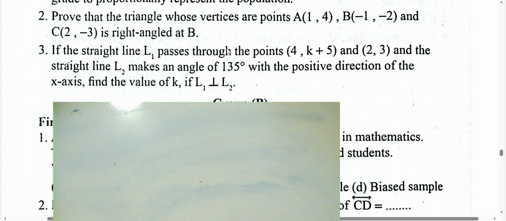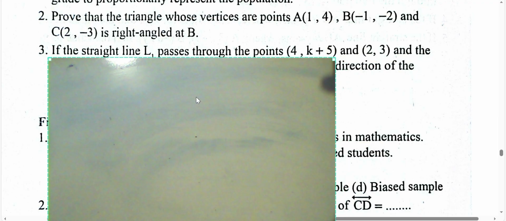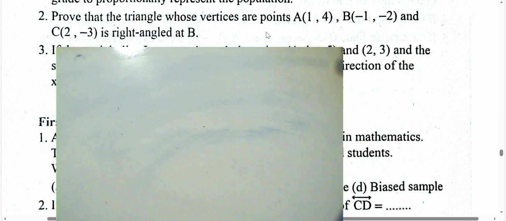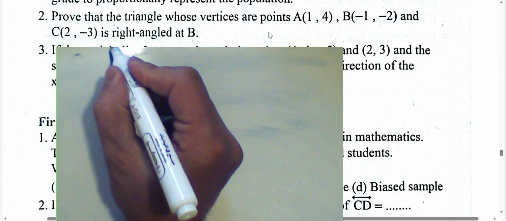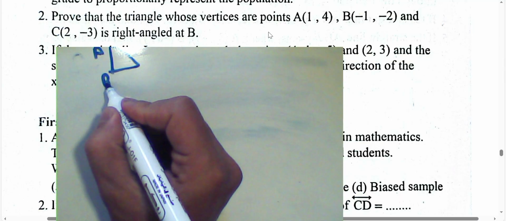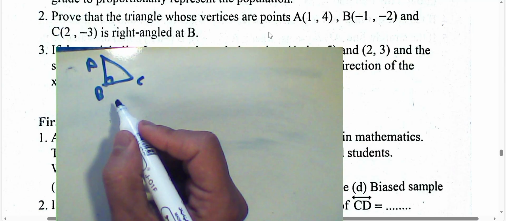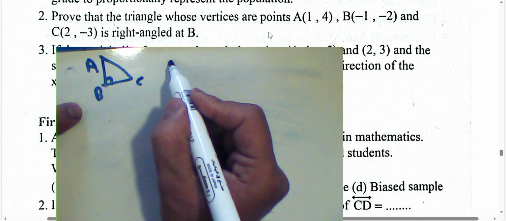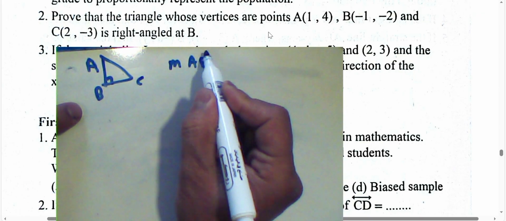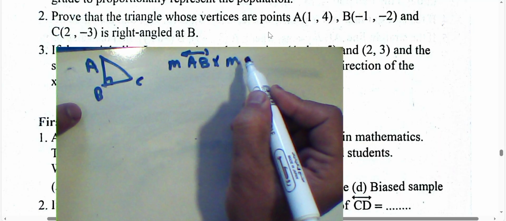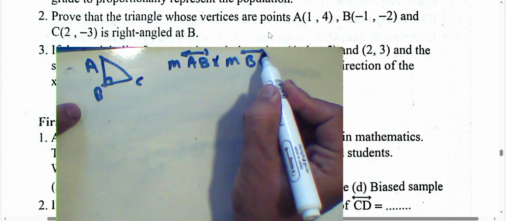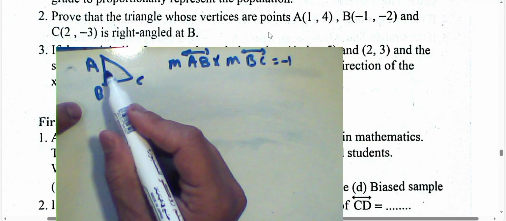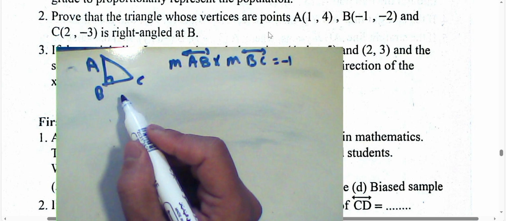Number 2, prove that the triangle whose vertices are points A, B, C is a right angle triangle. Okay. To prove that this triangle ABC is right angled at B, we must find the slope of AB and the slope of BC. If the slope of AB multiplied by the slope of BC equals -1, then AB is perpendicular to BC, then it is a right angle triangle.